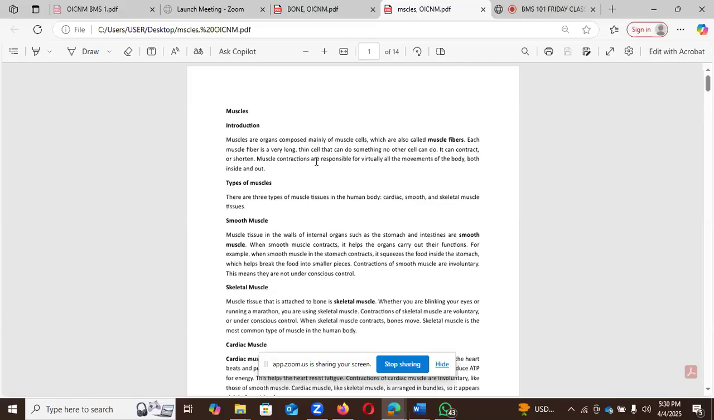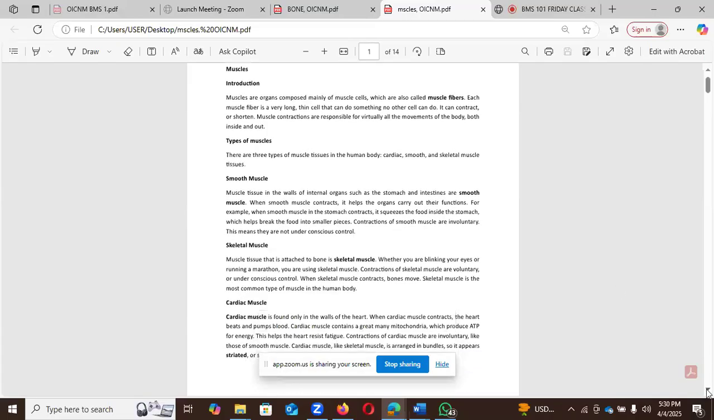So we are saying that the ability of the muscles to contract and relax brings about movement in the body. There are three major types of muscle. You have the cardiac muscle, you have the smooth muscle, and you have the skeletal muscle. Cardiac muscle, smooth muscle, and skeletal muscle.